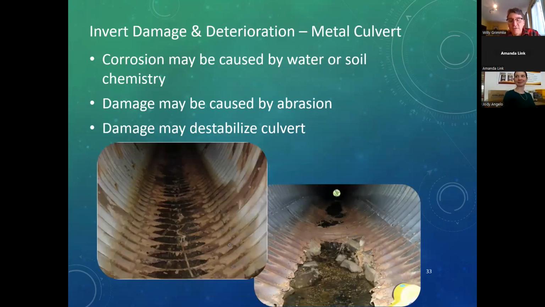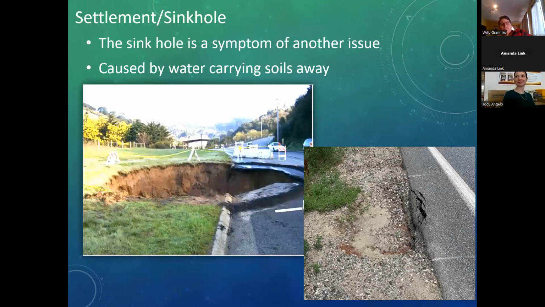So as you can see in these photos, corrosion can basically eat out your invert, and it can be caused either by abrasion or corrosion, or a combination of both. Usually they work in concert with one another. And ultimately, what you see here in the photos, the inverts are gone, and that will destabilize the culverts and can cause it to collapse.